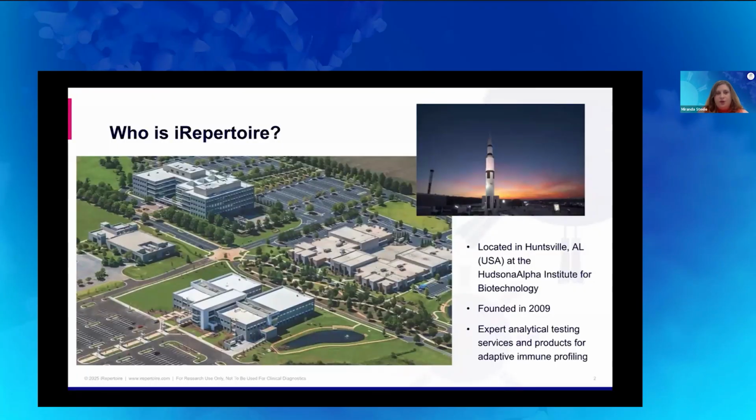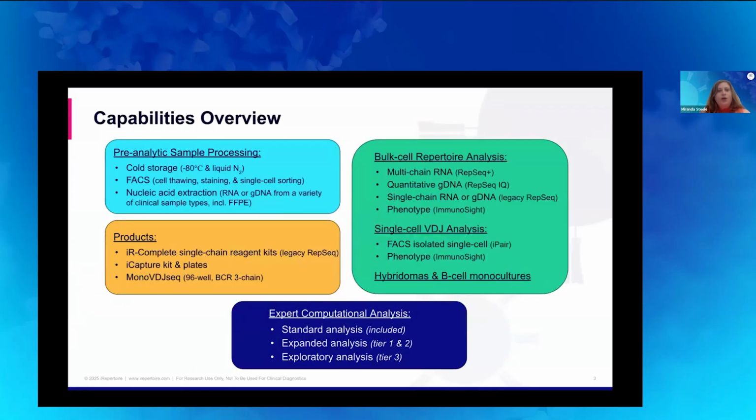So for those of you who don't know us, iRepertoire is located at the HudsonAlpha Institute for Biotechnology in Huntsville, Alabama. We are all about the immune system and immune profiling, and we have several technologies related to that, which I'll discuss today. We are an end-to-end facility, meaning that we will perform services all the way from the initial sample through the final data analysis. We do this through our services of bulk repertoire and our single-cell VDJ analysis, along with standard data analysis that we provide in addition to exploratory analysis packages.